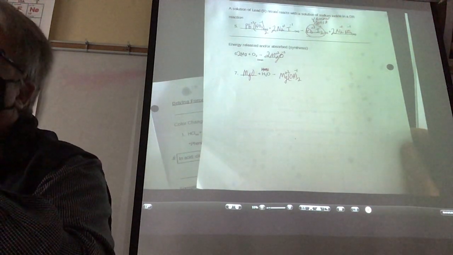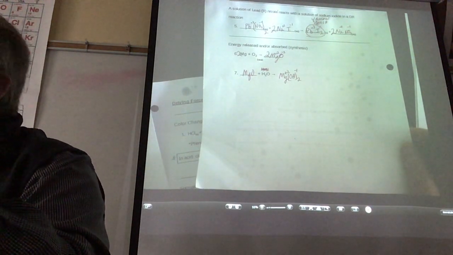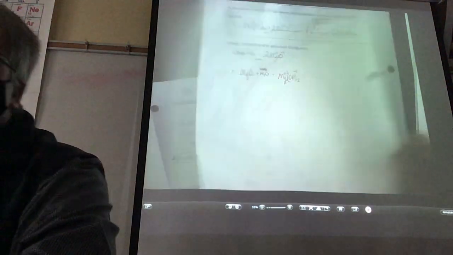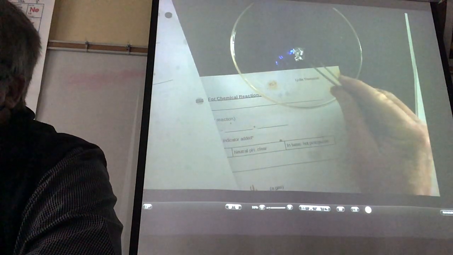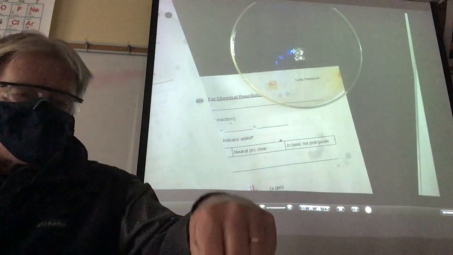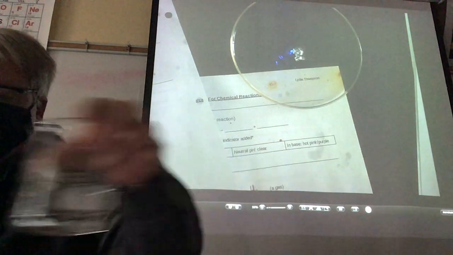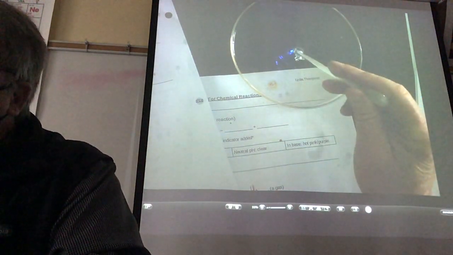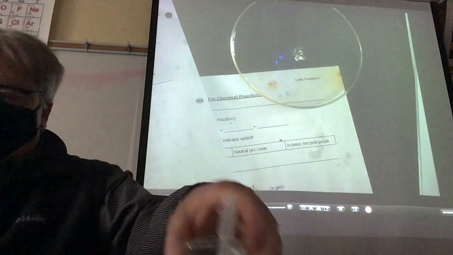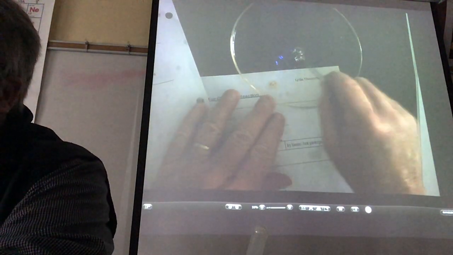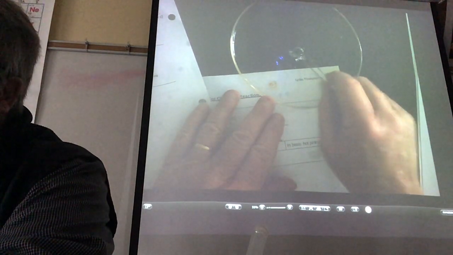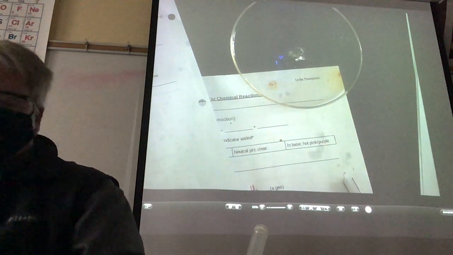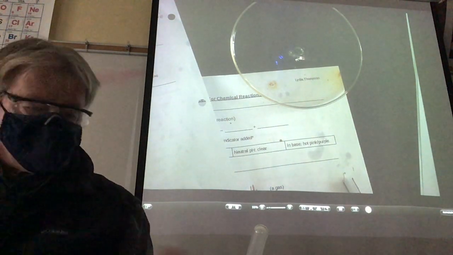I'm going to take the product of this reaction and make it a reactant of the next reaction. So what I'm going to do here is take magnesium oxide, and I'm going to add some water to it. Now, I will tell you that it's not that exciting, and you might even say, I don't believe that something happened. And so I'm going to convince you that something happened.